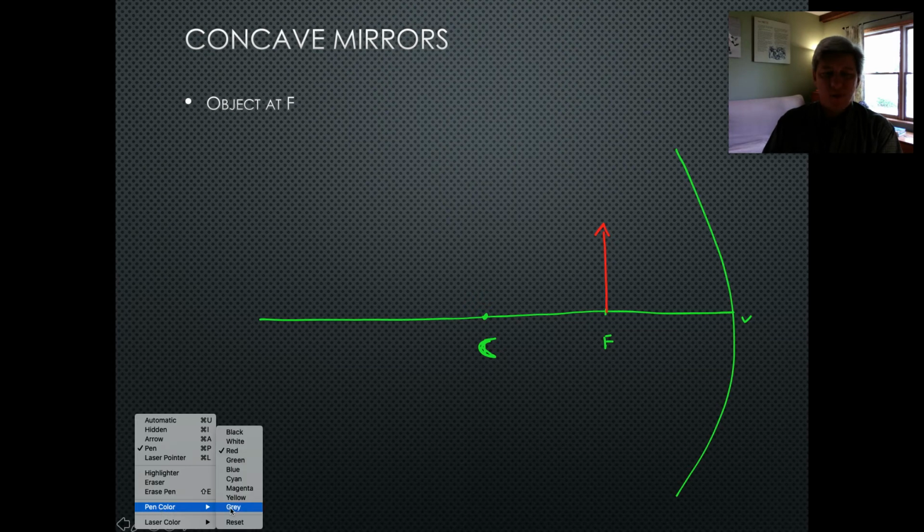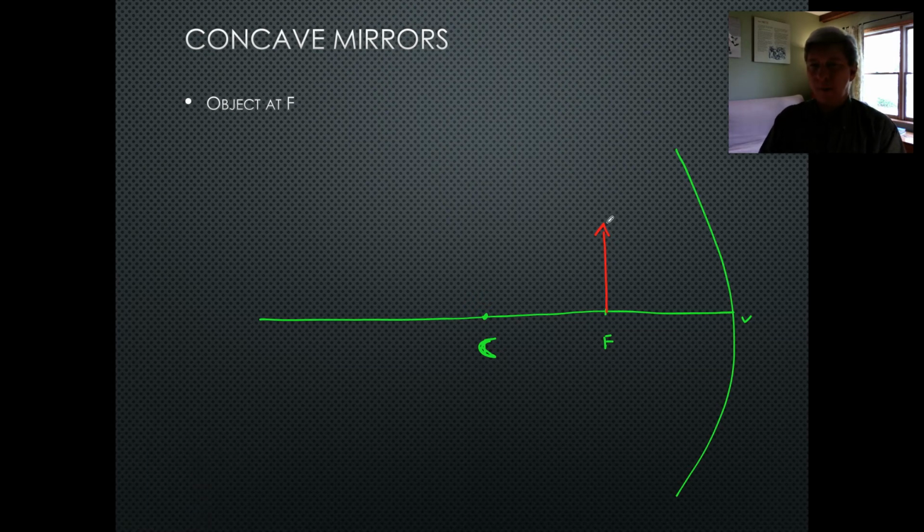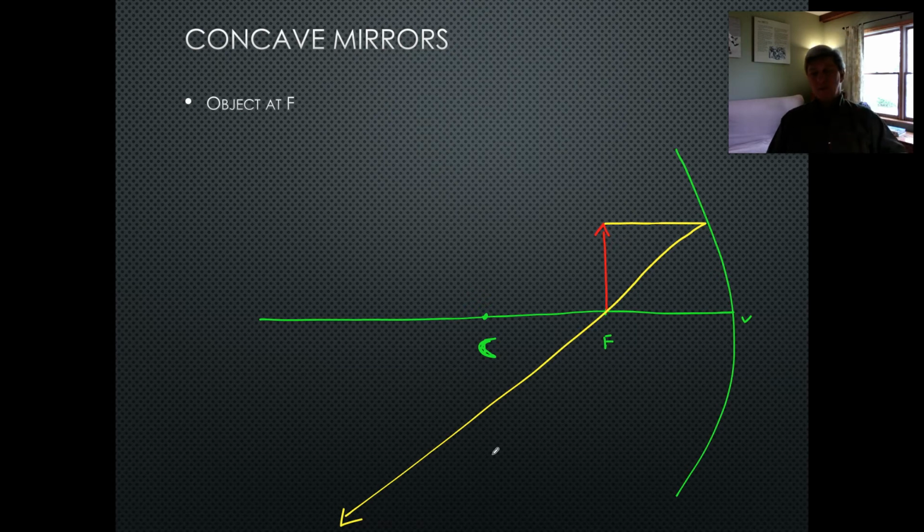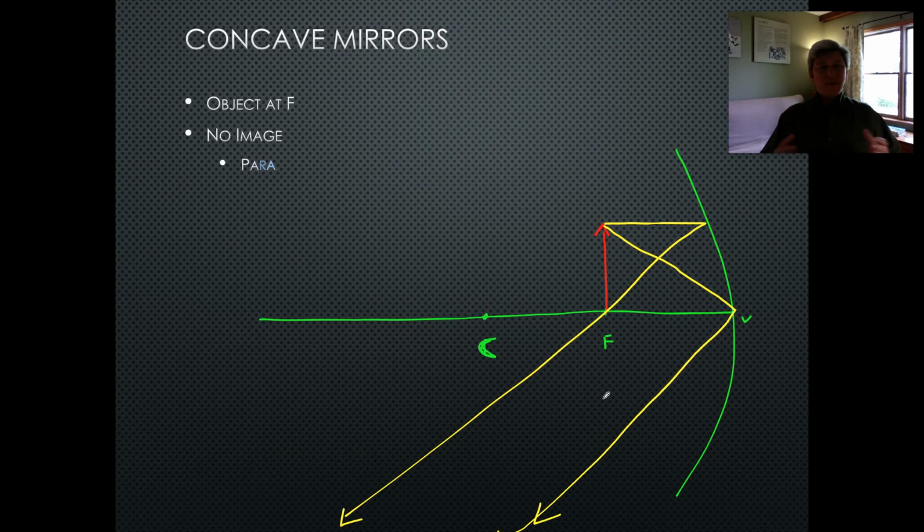Now, first ray of light, again, I'm going to draw parallel to the principal axis. It's going to strike the mirror and be reflected through the focal point. The second ray, I can't draw through the focal point or the center of curvature this time, so now I'm going to aim right for the vertex. It's going to hit the vertex and it's going to be reflected this way. And notice that now these two rays of light are parallel to one another. They're never going to come together.